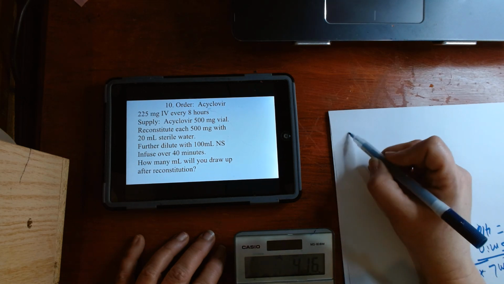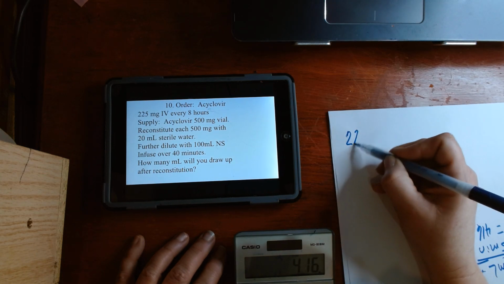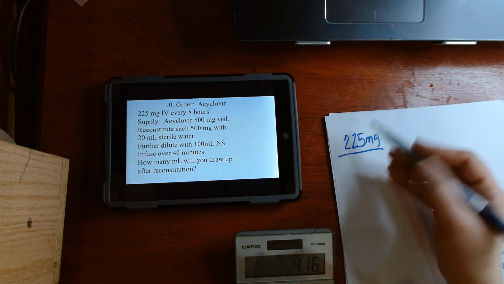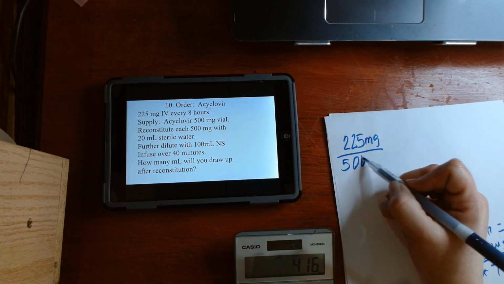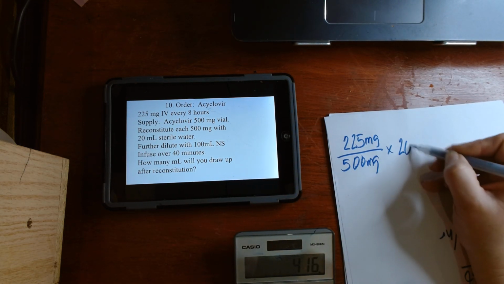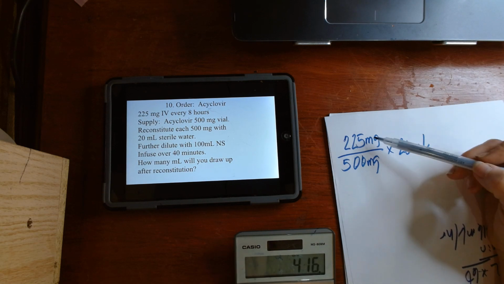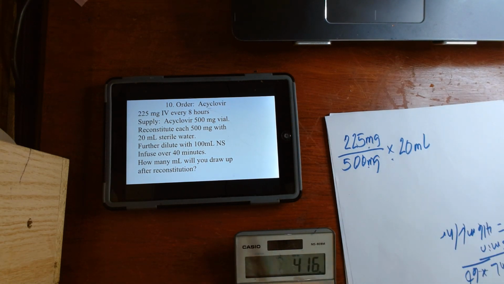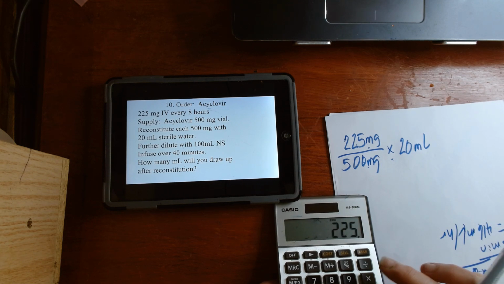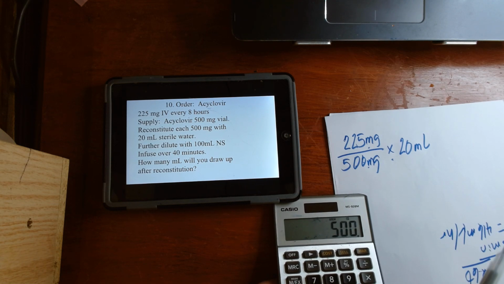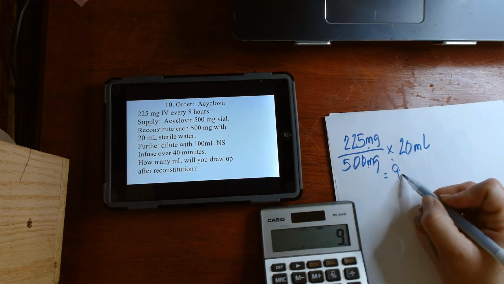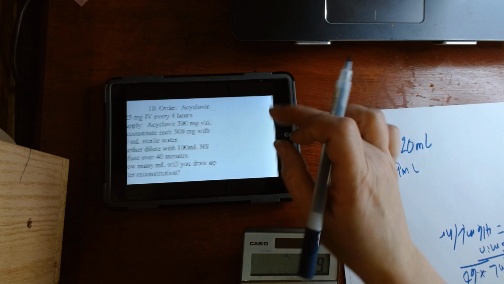So what he wants is 225 milligrams. What we have is 500 milligrams, and how's that come in 20 milliliters? We're doing that divided by that times that. Come on, get your calculator. 225 divided by 500 equals, times 20. That will be 9 milliliters.